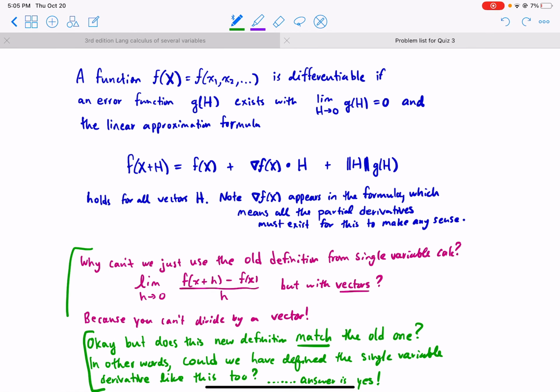So here I go. Why can't we just use the old definition from single variable calculus? Here's the old definition. It looked great, but just do it with vectors. Well, because you can't divide by a vector. That is why.